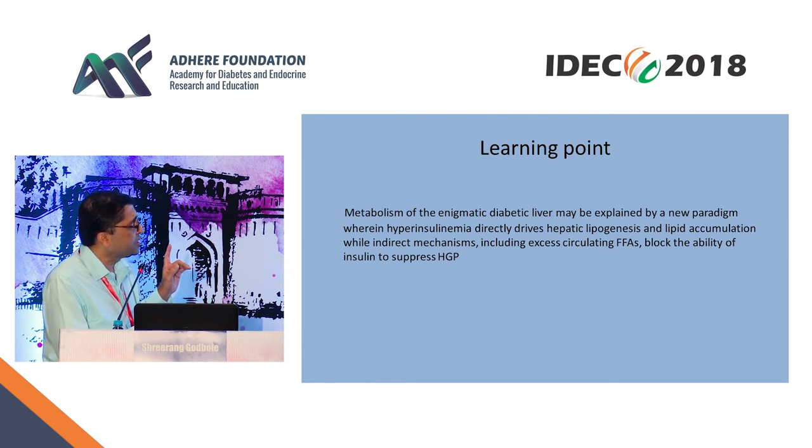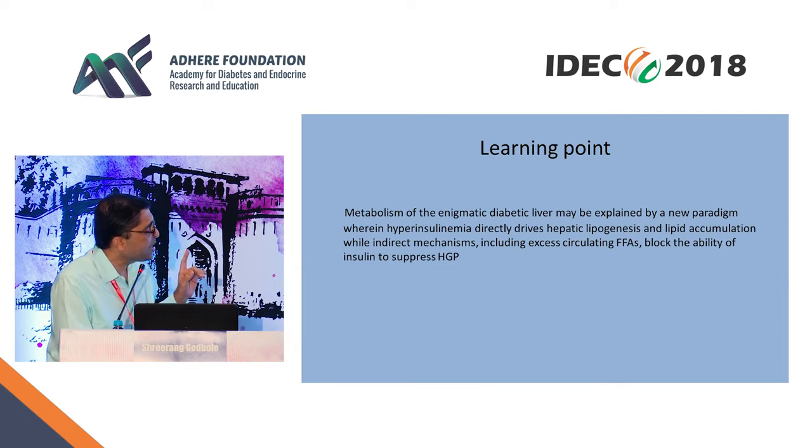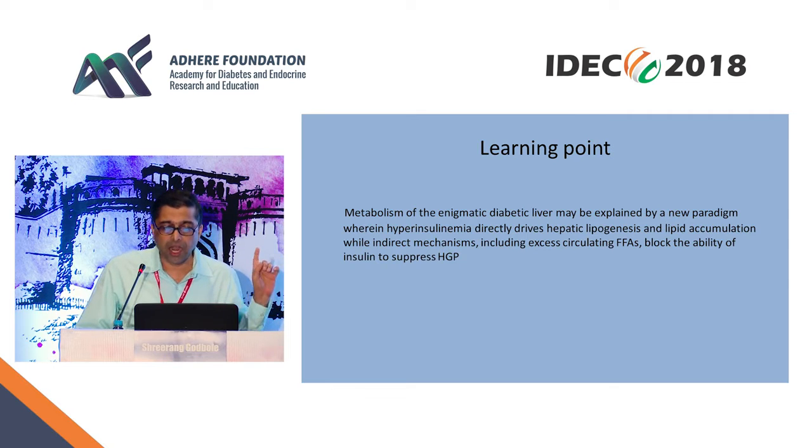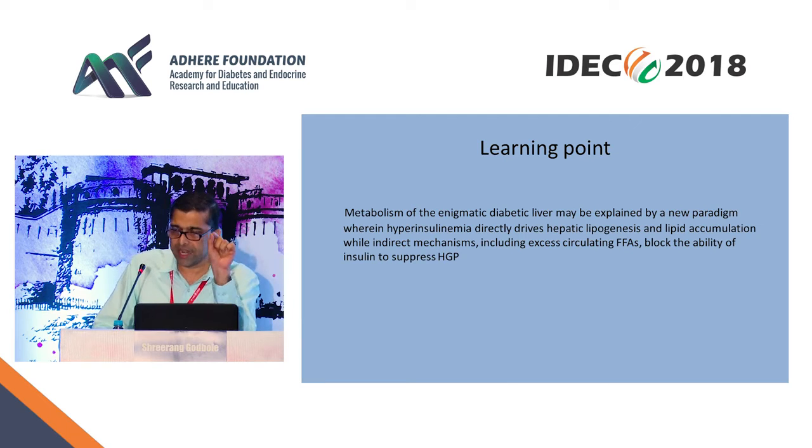The other learning point is this enigma of the diabetic liver can be explained by a new paradigm, wherein hyperinsulinemia will directly drive, because it's a selective insulin resistance, the hepatic lipogenesis and lipid accumulation, but the indirect mechanisms, for example, excess circulating free fatty acids, will block the ability of the insulin to suppress the hepatic glucose production.